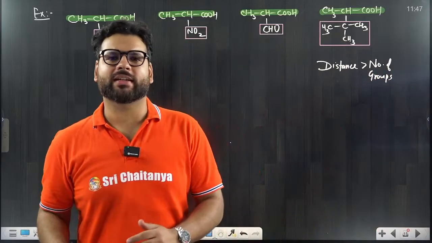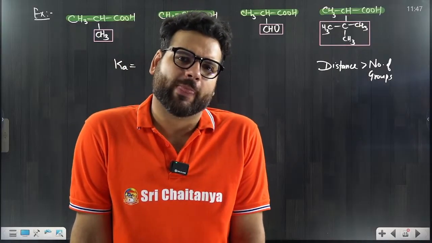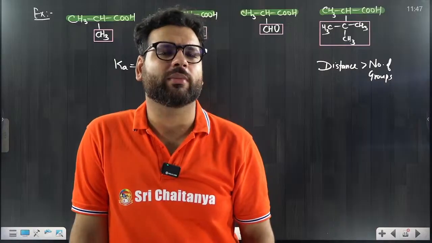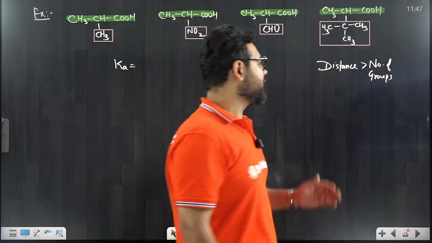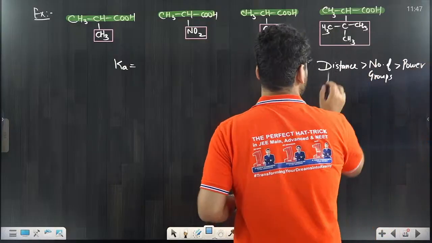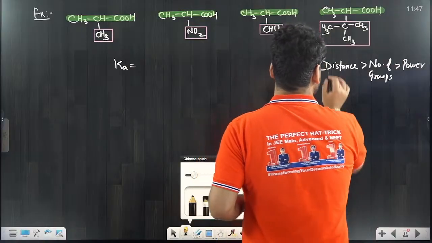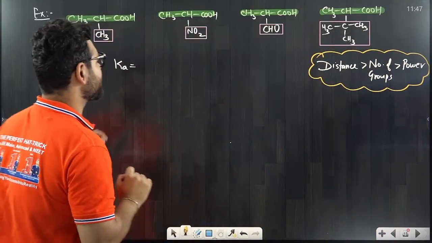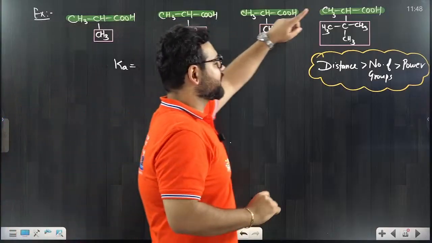Means if distance is same, if distance is not able to decide the answer, then the more the groups, the more the inductive effect. Let's say there is one group at second number carbon versus 2 groups at second number carbon. So 2 groups will have more strength of inductive effect than a single group. And if the number of groups is also same, then only check the order of power that I gave you. That order you have to check only when distance and number of groups are same. For example, in this case, on second number carbon I have a single group, second number carbon, second number carbon.